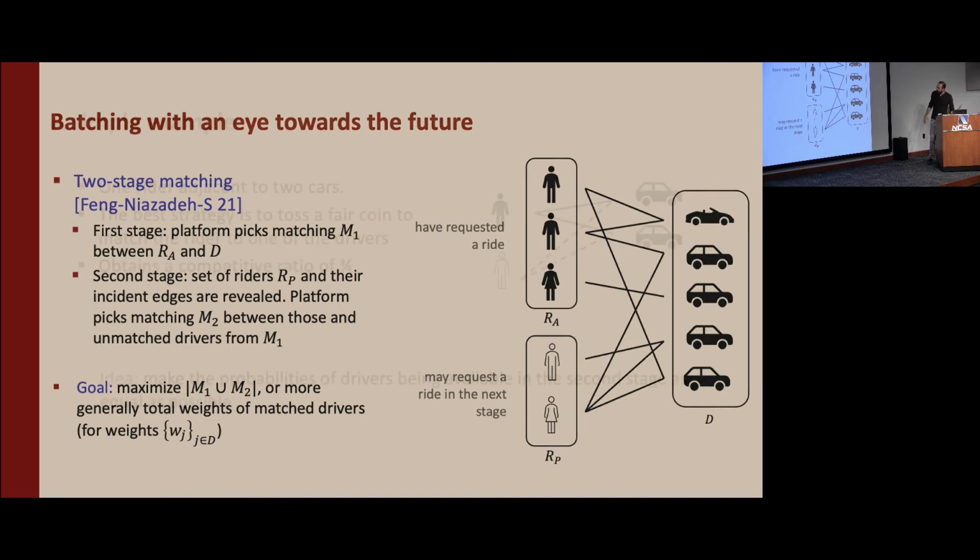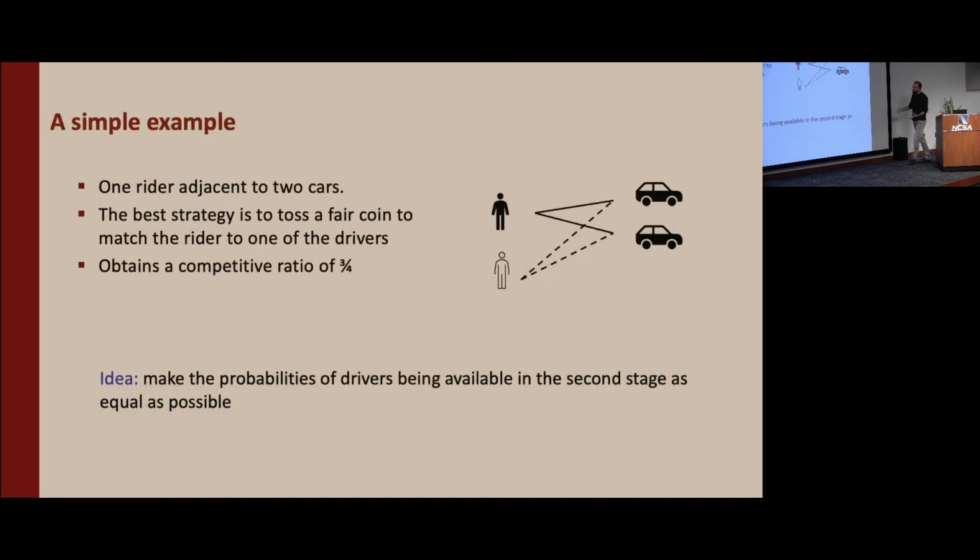If you look at this problem, it's actually very easy to observe that you can't do better than 3/4 of the optimum. Imagine you have 1 rider and 2 cars. If you commit to one of the cars, the adversary is going to send another rider who's only adjacent to that one. So your best bet is actually to toss a fair coin and pick one of these 2 cars. In that case, with probability 50%, you match both of them. With probability 50%, you match only one of them. So your competitive ratio becomes 3/4.